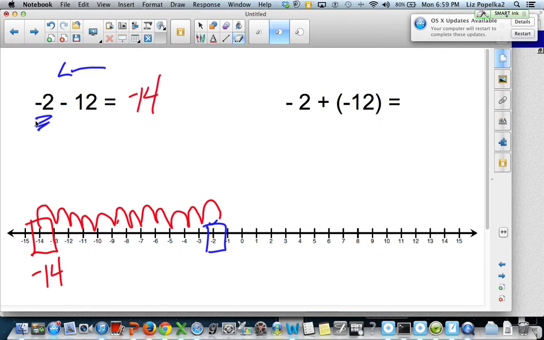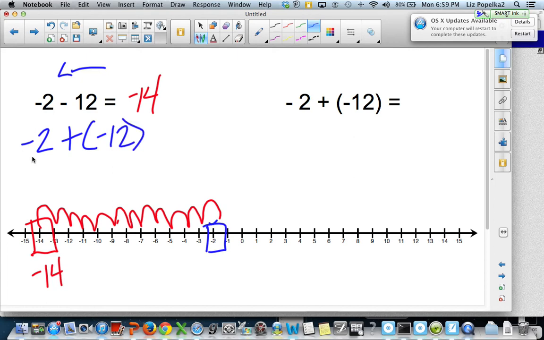Again, subtraction and adding are kind of the same thing a little bit. So what if I change this to negative 2 plus a negative 12? So you know how the chip model works. I'm going to put 2 negatives here. Then I'm going to add 12 more negatives. So 1, 2, 3, 4, 5, 6, 7, 8, 9, 10, 11, 12.